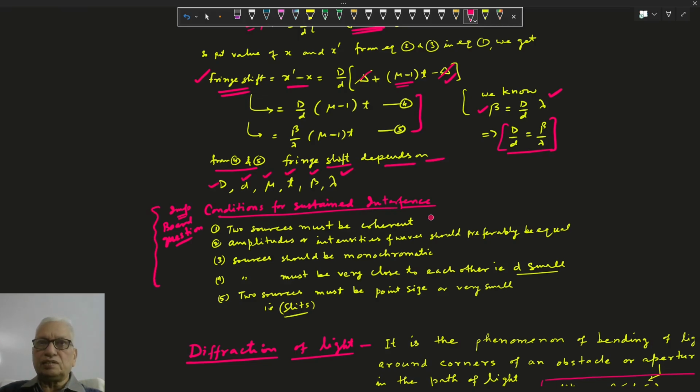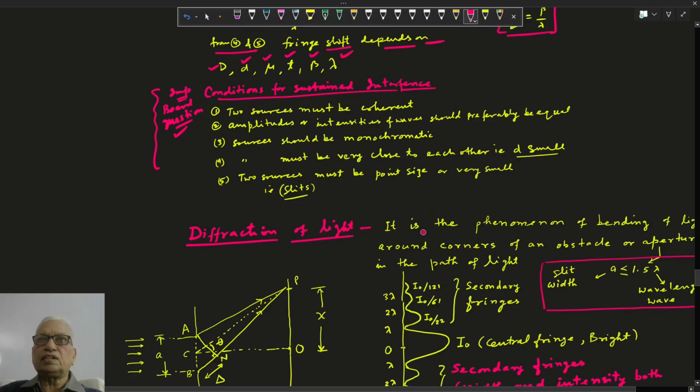Now, a very important point. The question is also often asked in boards. This is the condition for sustained interference. Two sources must be coherent. Amplitude and intensity are preferably equal, so that we get the best contrast as we have discussed earlier. Sources should be monochromatic. If we don't take monochromatic, it will be like white light, and the patterns will intermix. So sources must be monochromatic, single wavelength or single frequency. Sources should be very close, and the gap between them, the slit separation, is small. The two sources should be point size and very small. So slits should be very thin.